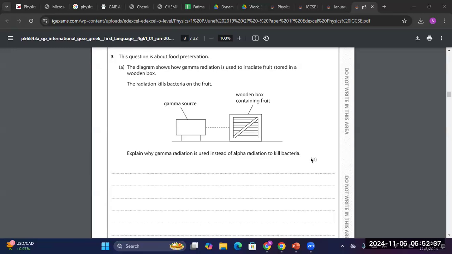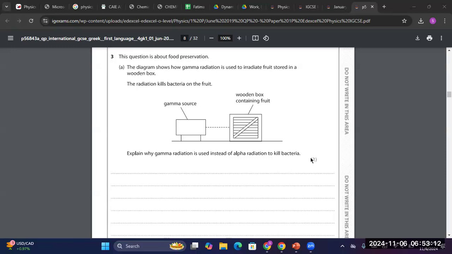Like, which one can cross more materials? Gamma radiation, right? That's why gamma rays are more dangerous. Why are gamma rays more dangerous? Because they can actually cross through any material. You need a very thick amount of lead to absorb that gamma radiation, right? Gamma radiation has low ionization power, but high penetrating power.